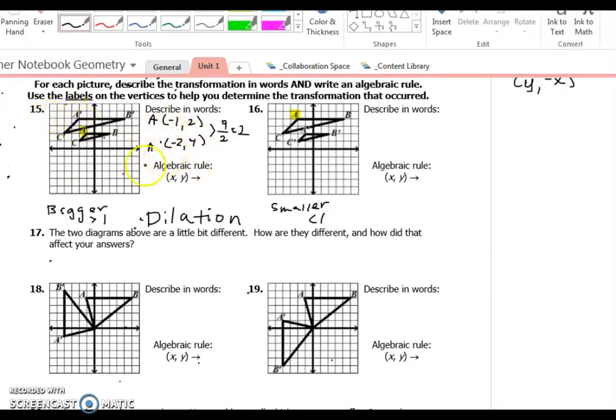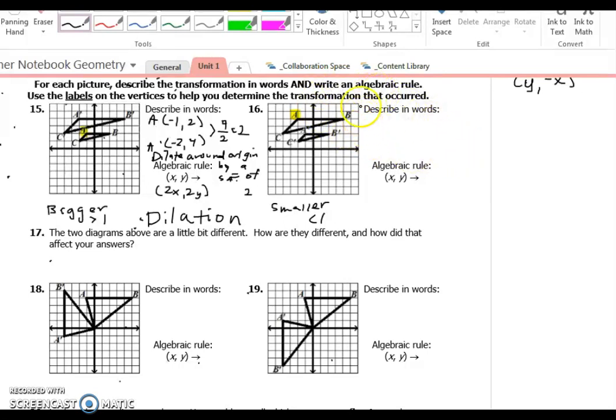So for your description, you want to say dilate around the origin by a scale factor of 2. And so xy becomes 2x and 2y.